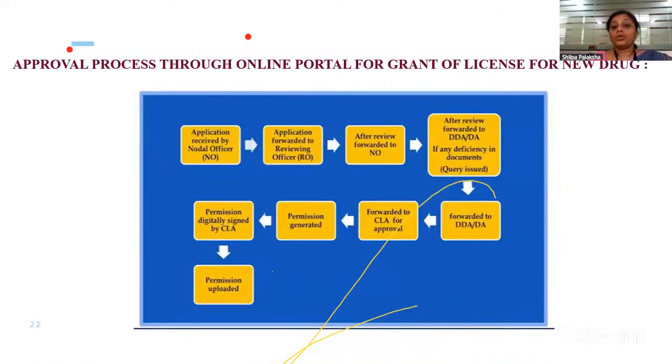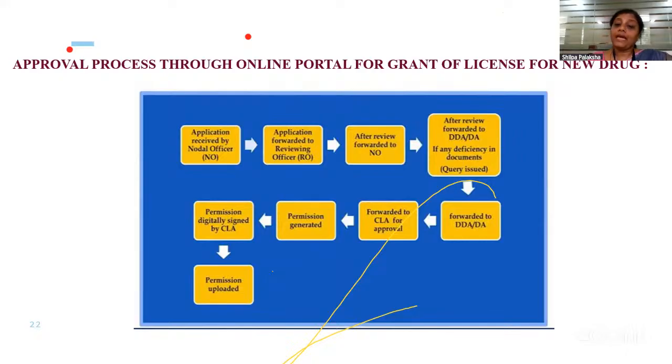Then the approval process through the online portal for granting a license for a new drug. The application will be received by the nodal officer. Once the nodal officer reviews it for completion, he forwards it to a reviewing officer. The reviewing officer will check the different norms and forms, their relevancy, and the supplementary information given, and after the review, it will be forwarded back to the nodal officer.